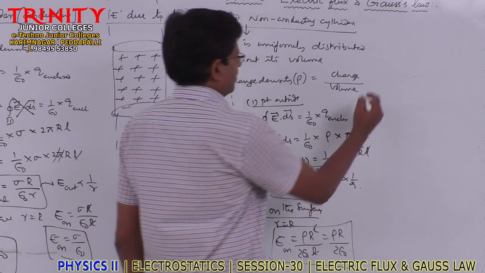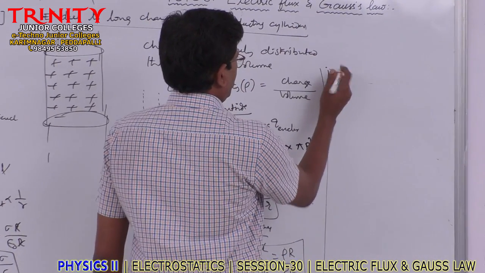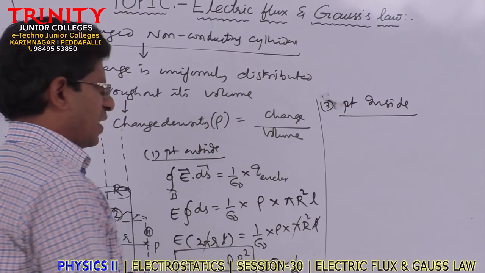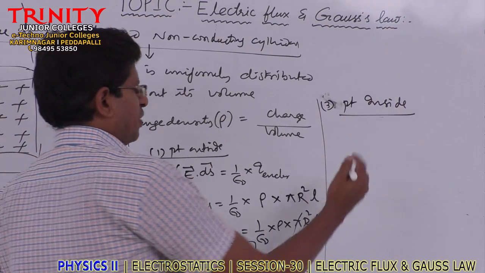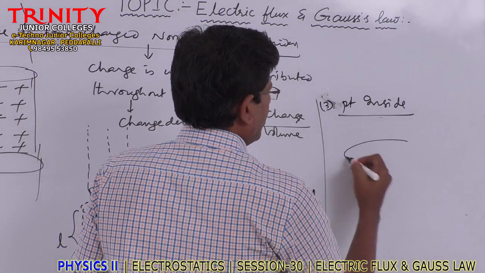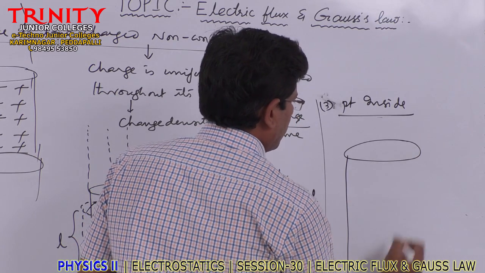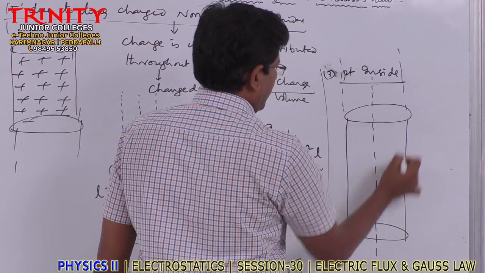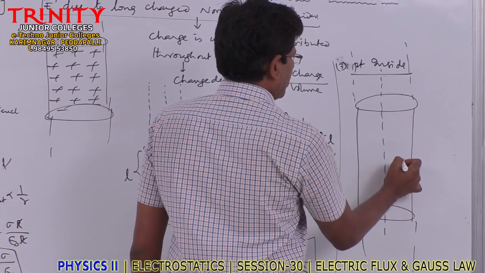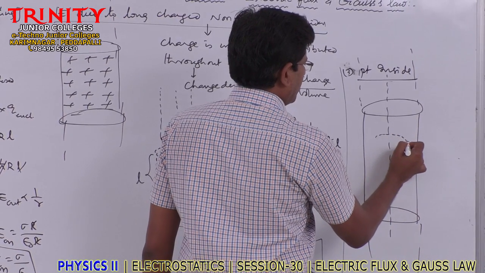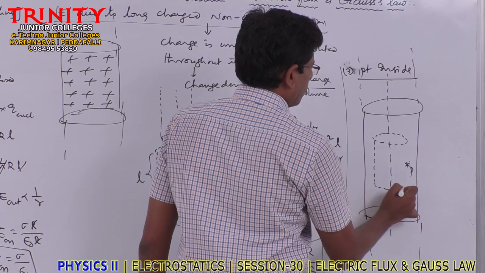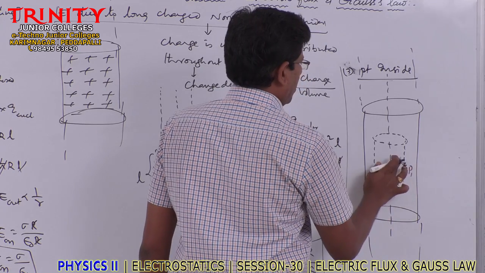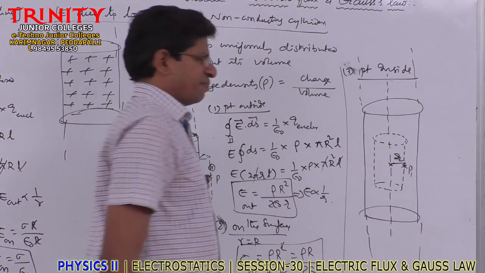Now the third point is inside. The point inside, let us elaborate this one. Yesterday this was not telecasted, I think. So let us be more clear on this point. This is the original cylinder, let me show it a little exaggerated, and this is a long cylinder. Now the point is inside. So we construct a Gaussian cylindrical body around the point P. The point P is at a distance r from the axis again.